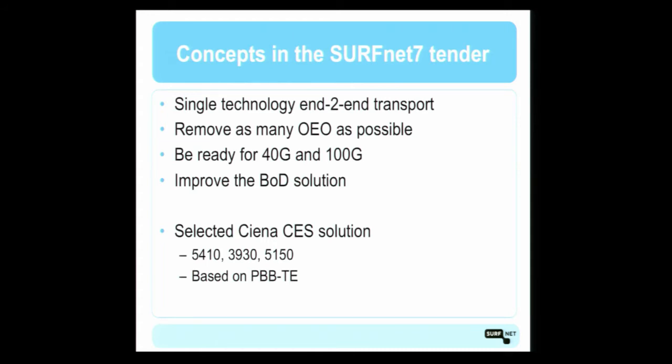Another feature is, well, we try to reduce as much on power and boxes, so strip as many OEO as possible. Be ready for 100 gigs, so we can scale the network for the coming 5 years at least. And the last one, we really want to put the bandwidth on demand solution we had to the table. Say, what can you provide us as a vendor?